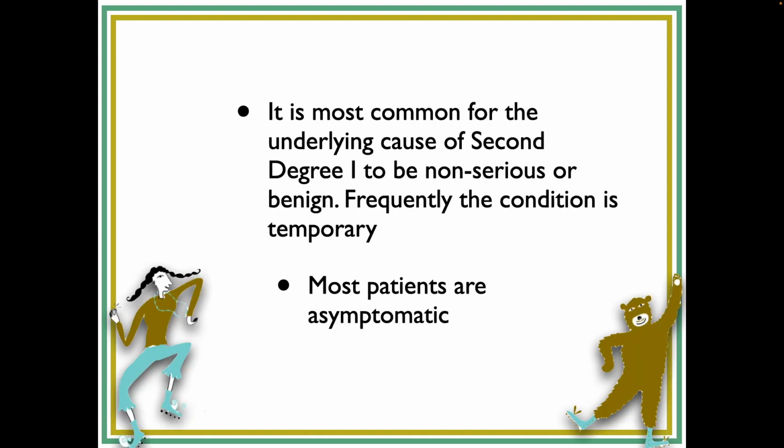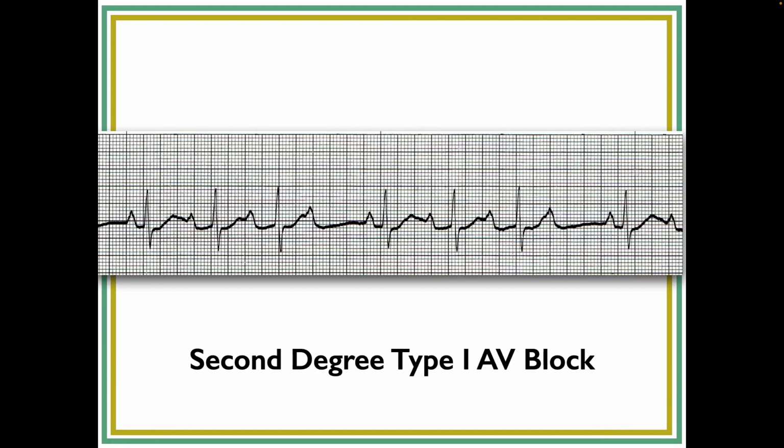Okay, and most patients are asymptomatic. Okay, here is an example. Again, we start off, here's the first PRI. You can see it starts to get longer, even longer. Now there's a dropped beat. Now there's an orphan, okay? And then it sets up again, does it again.